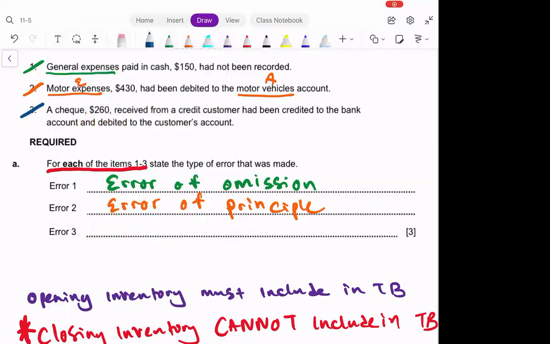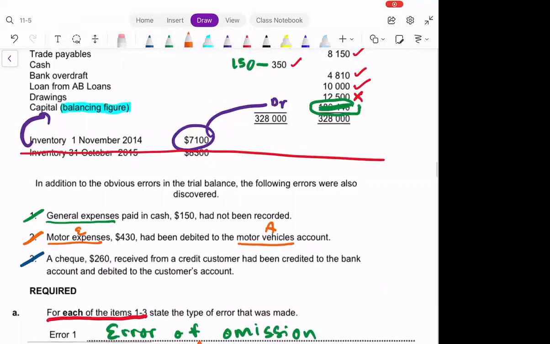A check 260 received from a credit customer. Oh, sorry. We need to do the correction inside the trial balance. Okay, the motor expenses had been debited to the motor vehicle. So you need to plus the motor vehicle or minus the motor vehicle? It's your motor expenses, but you recorded in the motor vehicle.